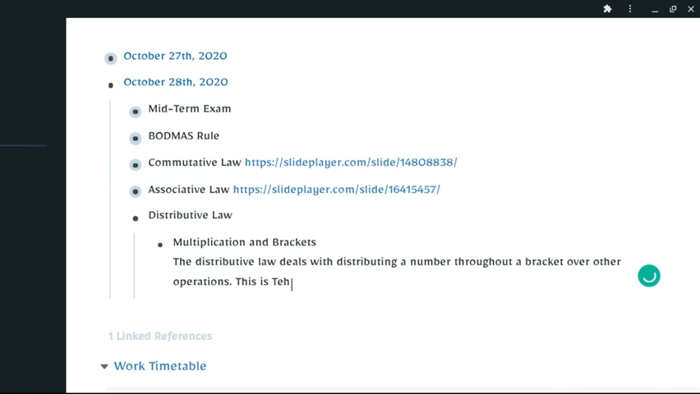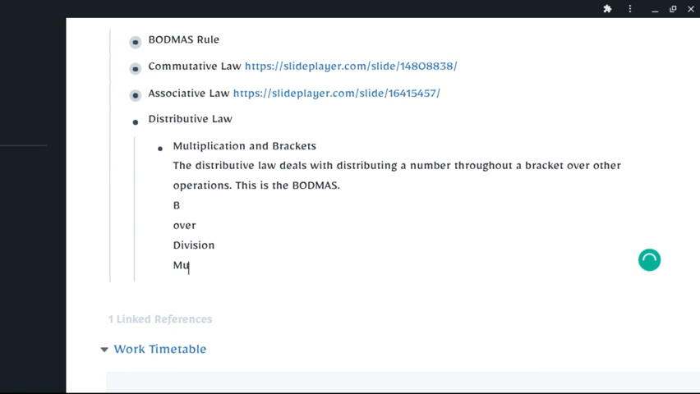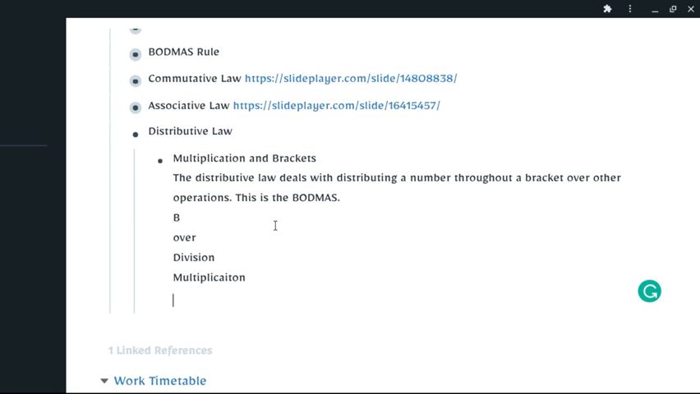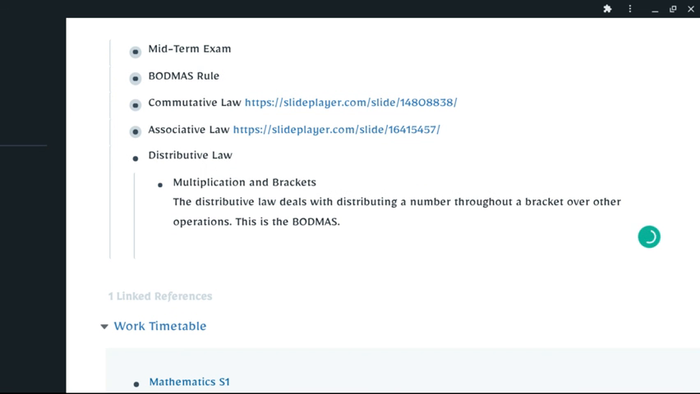This is the BODMAS rule. Let's go back and remind ourselves of the acronym. What does the B stand for? Brackets. What does the O stand for? Over. What does the D stand for? Division. What does the M stand for? Multiplication. What does the A stand for? Addition and subtraction. There we go. We're going to use that principle, where we want the brackets first, to create another law called the distributive law.